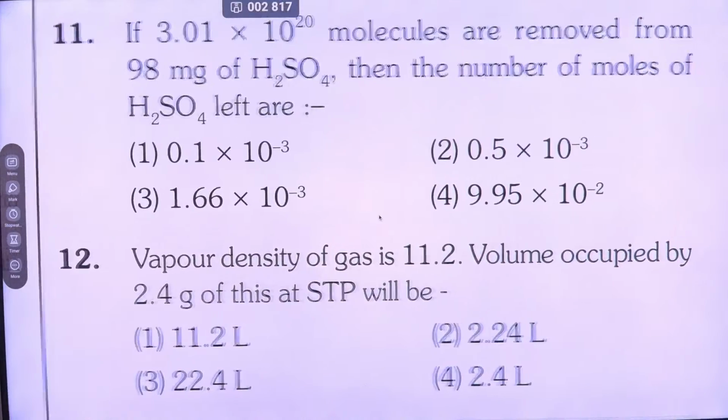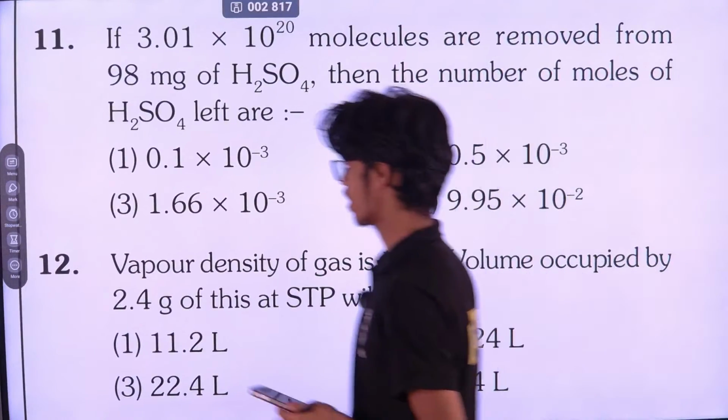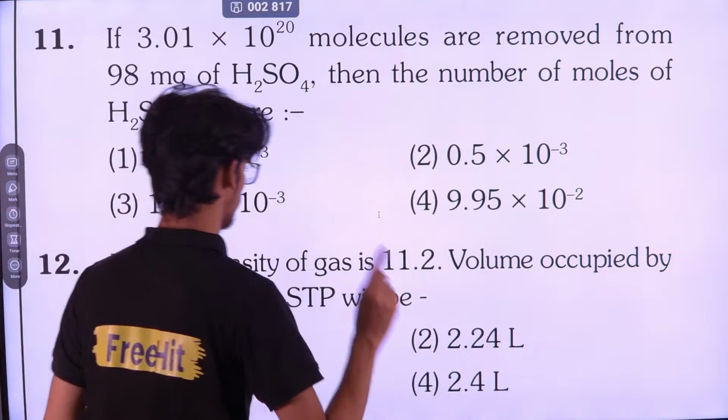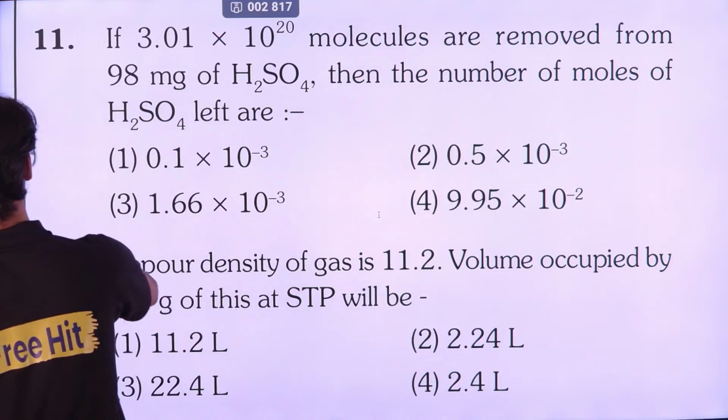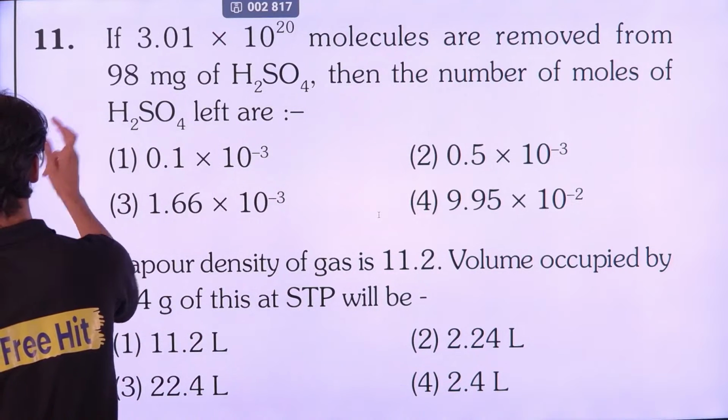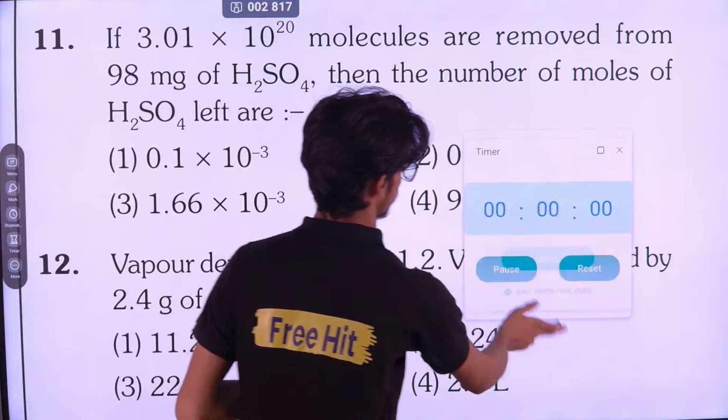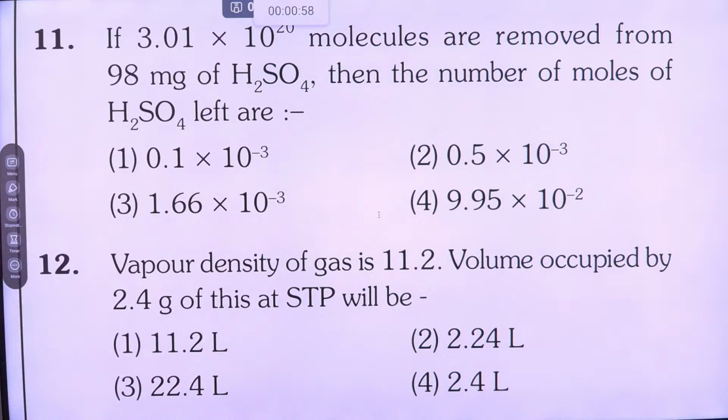Now do this question, guys. Vapor density of the gas. I have told you the relationship between vapor density and molecular weight. Vapor density of 11.2, volume occupied by 2.4 gram of this gas at STP will be how much?